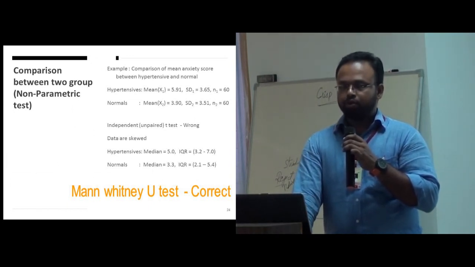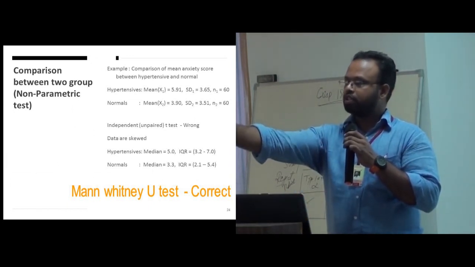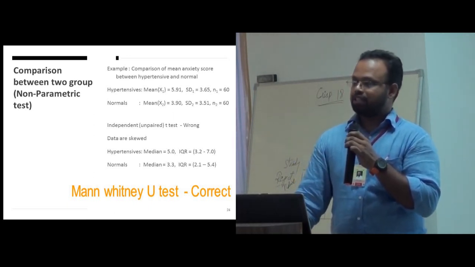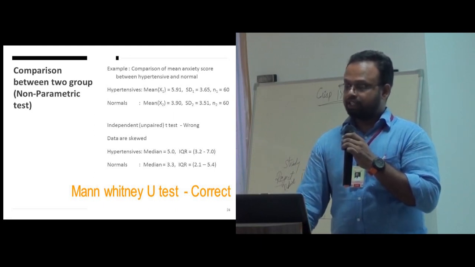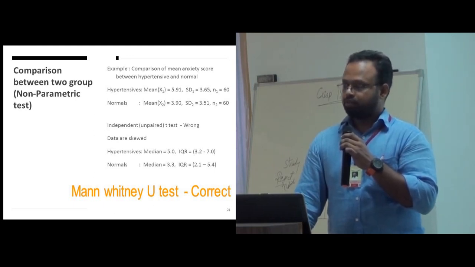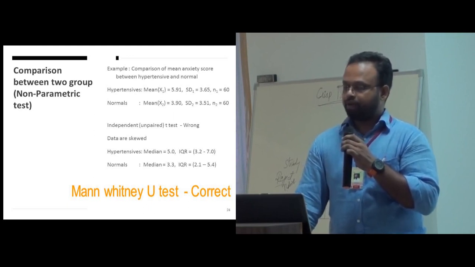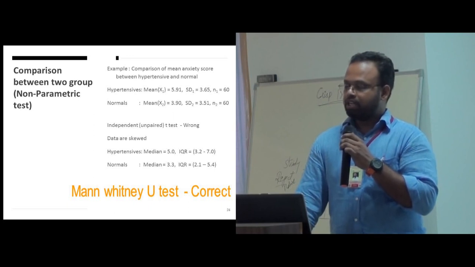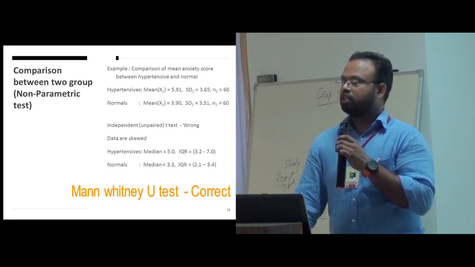Now, comparison between two groups, which test is it? Comparison between the two groups, non-parametric test. We are comparing the mean anxiety score between hypertension and normal, almost similar to the previous question. Among hypertensives, the mean value is 5.91 and the standard deviation is 3.65. Among normals, the mean is 3.90 and the standard deviation is 3.51. Now what is the test of choice?